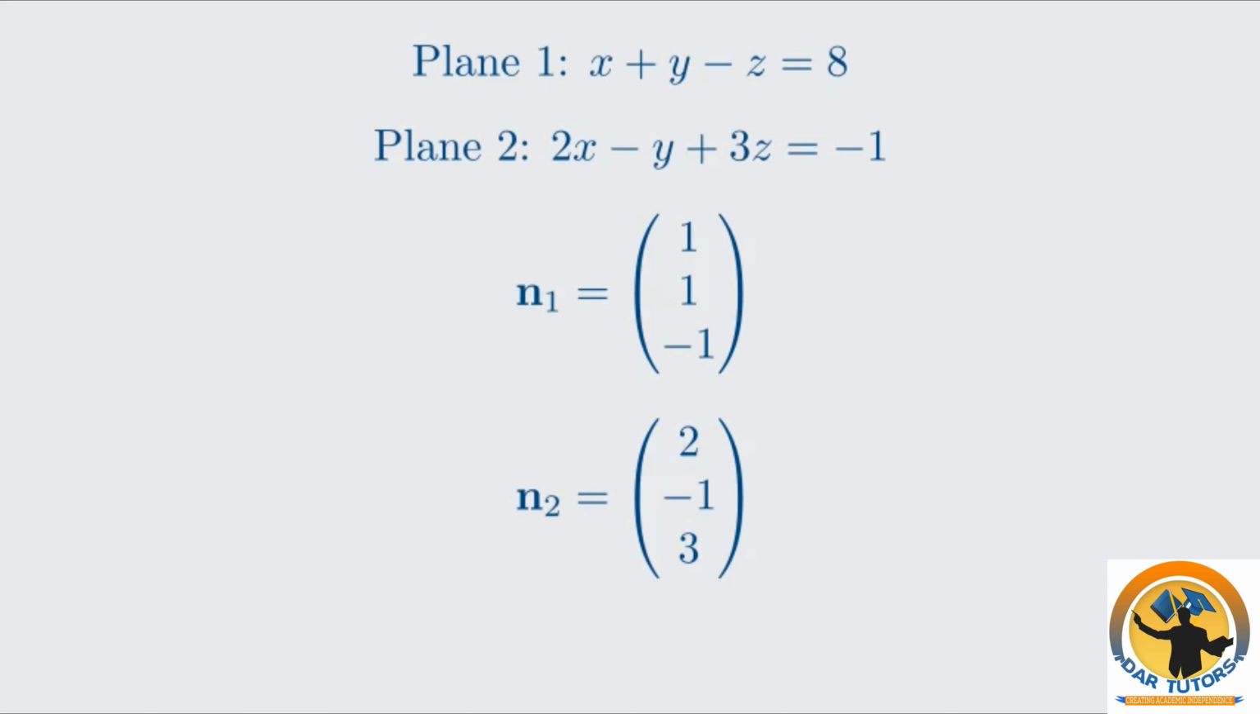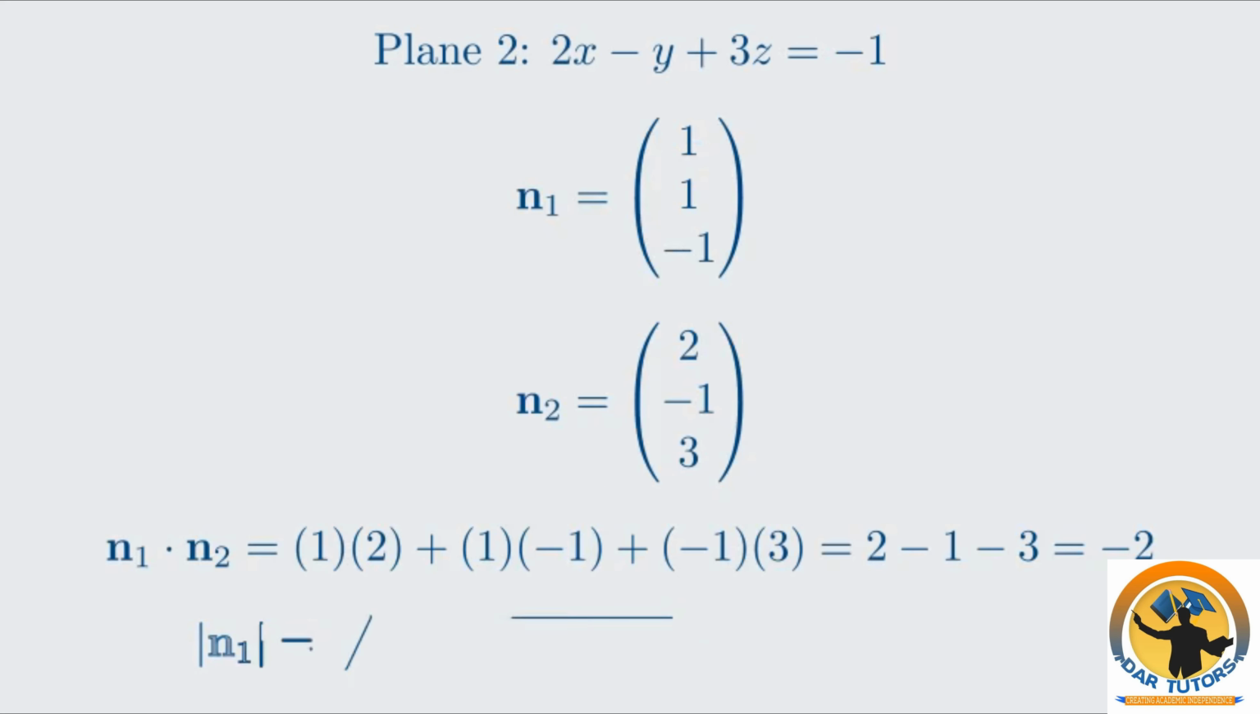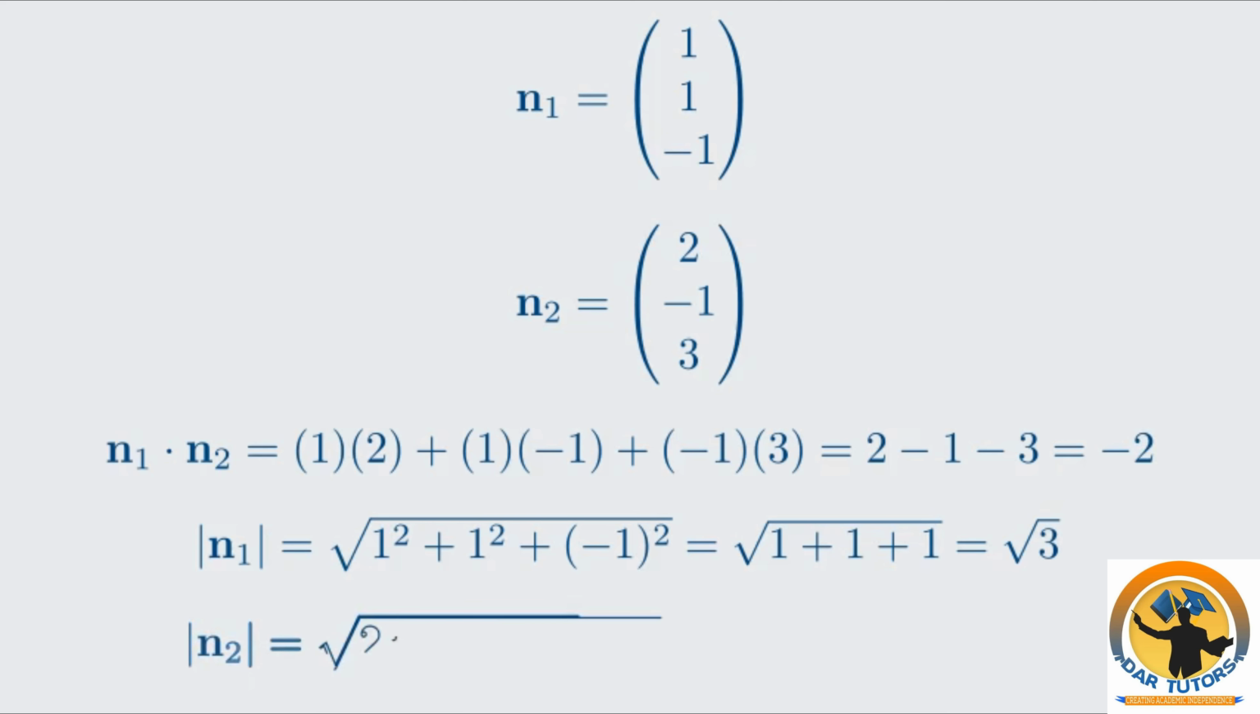Now, let's calculate the dot product and magnitudes. The dot product n1 dot n2 is 1 times 2, plus 1 times negative 1, plus negative 1 times 3. This gives us 2 minus 1 minus 3, which equals negative 2. The magnitude of n1 is the square root of 1 squared, plus 1 squared, plus negative 1 squared, which is the square root of 3. The magnitude of n2 is the square root of 2 squared, plus negative 1 squared, plus 3 squared, which is the square root of 14.